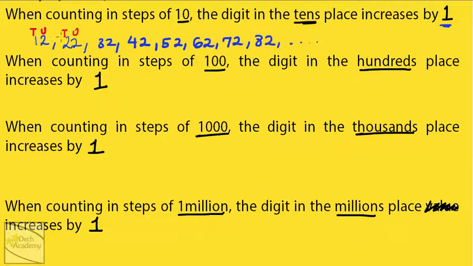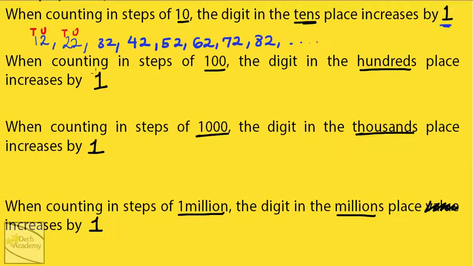The alternative to counting the steps of 10 is just adding 10. So if I add 10 to 12, I get 22. If I add 10 to 22, I get 32. I'm sure by now you can imagine that it's much faster if you just increase the digit in the tens place by 1 when counting the steps of 10.